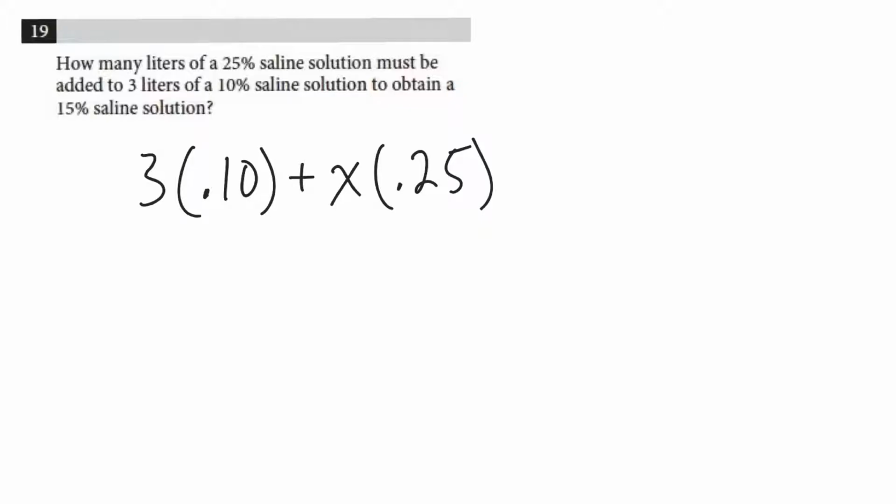Okay, so let's start out with what we have. We have 3 liters at a 10% saline solution, and we're going to add to that some quantity in liters of a 25% saline solution. After we do that, how many liters are we going to have? We're going to have 3 plus X liters, and that is going to be at a saline solution of 0.15. So let's simplify our expression and let's solve for X.